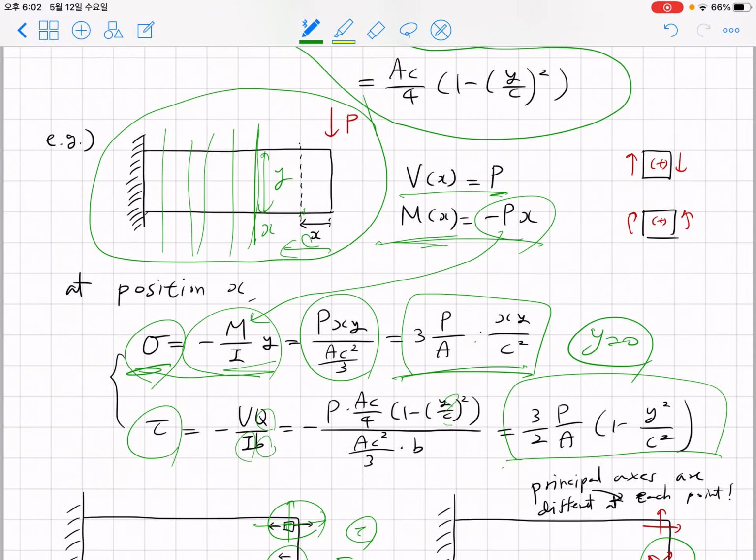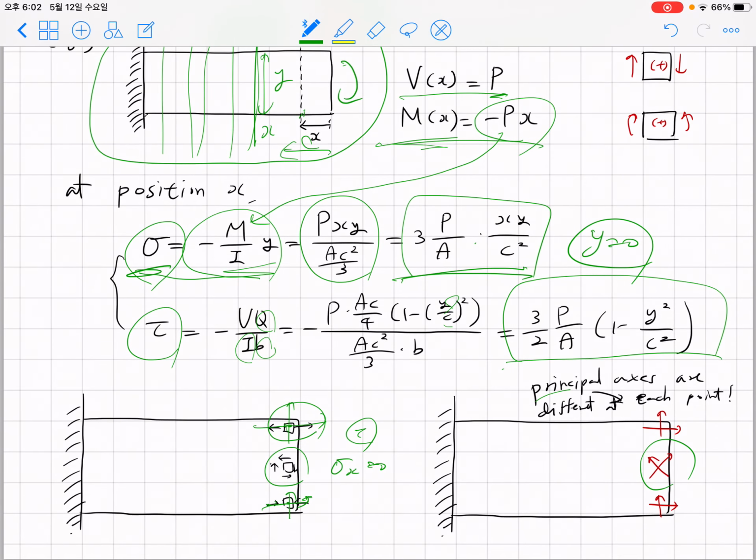In addition to that, instead of P, if you have different loading, we can have distributed loading, and we can have some moment here. Depending on these combinations, principal axis can be different at different locations, depending on the loading mode.